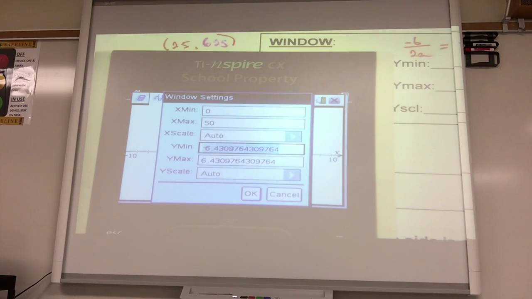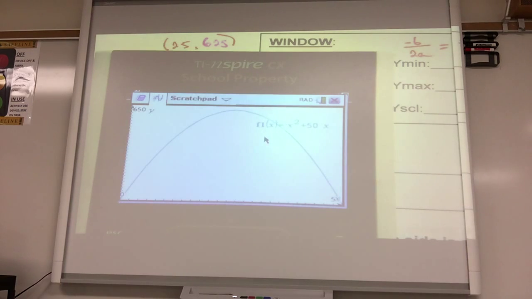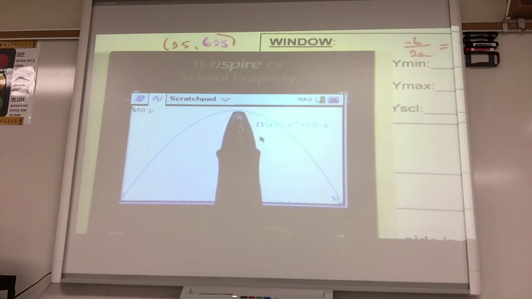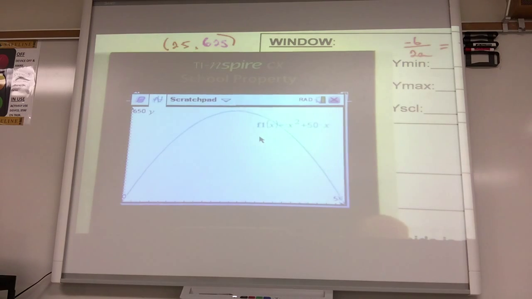So 0 to 50 I want to see, and then anywhere from a y minimum of 0 to 625 is the maximum. I'm just going to do 650. And that should be a really good window for what we're viewing. Okay? And again, this point right here at the very top, that is 25 comma 625. That is the maximum. All right?